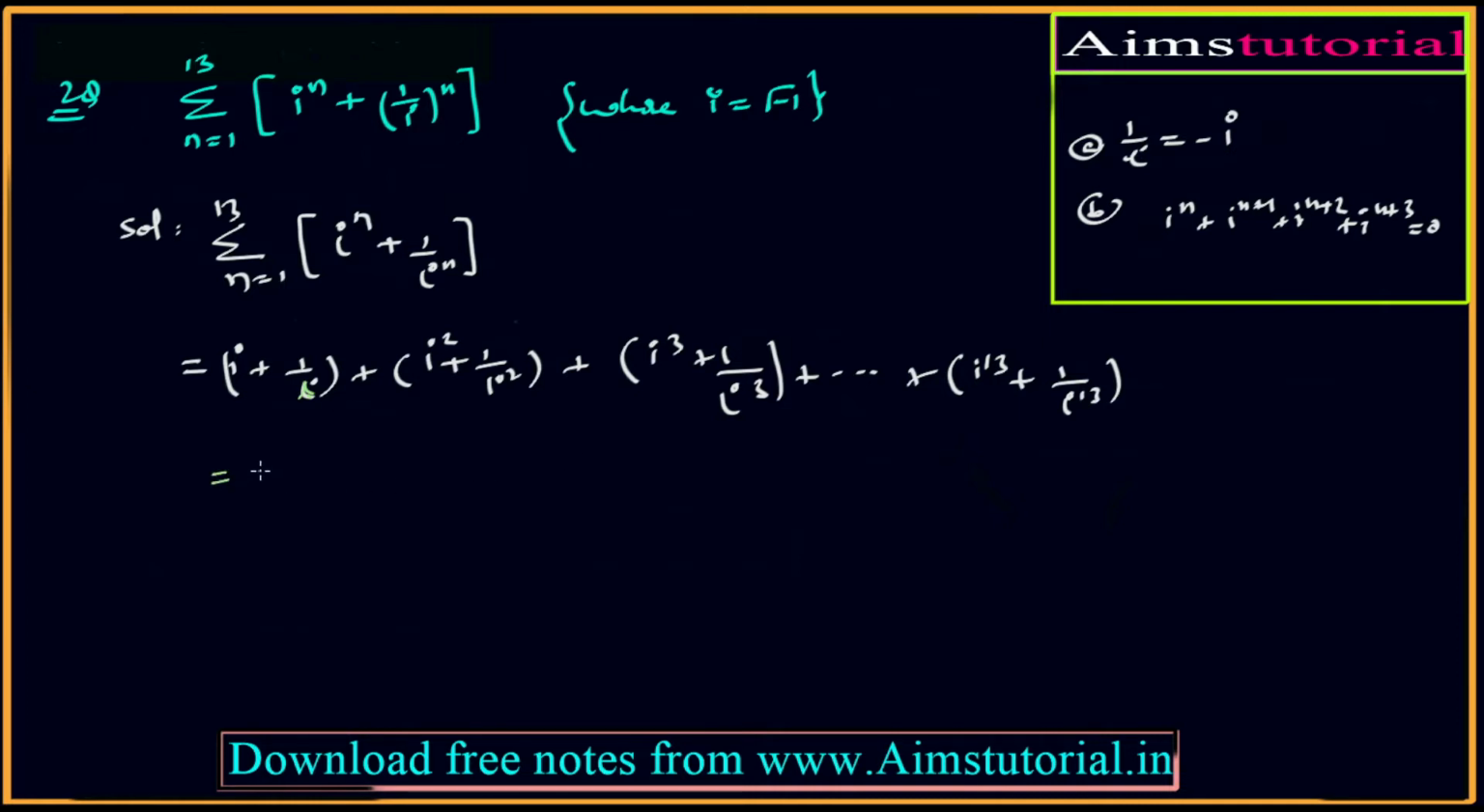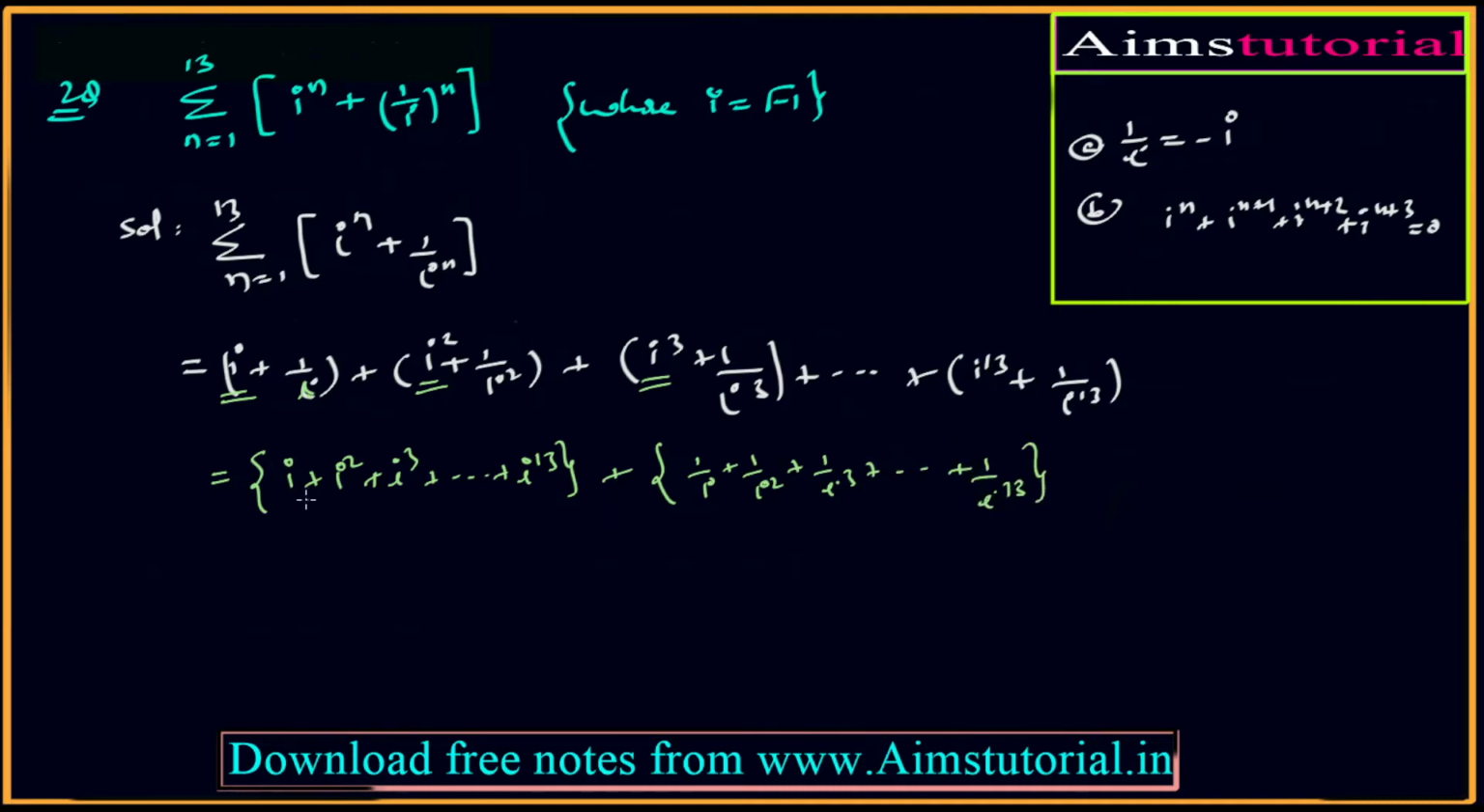So I am writing the first terms i, i square, i cube up to i power 13 together, and the remaining 1 by i plus 1 by i square plus 1 by i cube up to 1 by i power 13. So from i to i power 13, we are using the property that the sum of 4 consecutive powers of iota is 0. So the first 4 terms are 0, next 4 terms 0, next 4 terms 0.